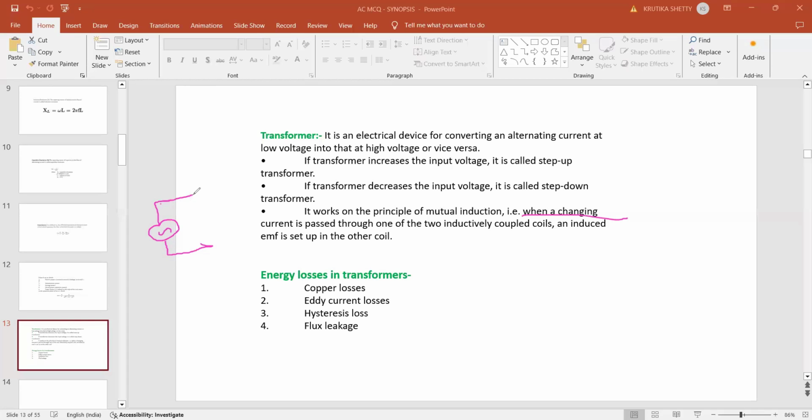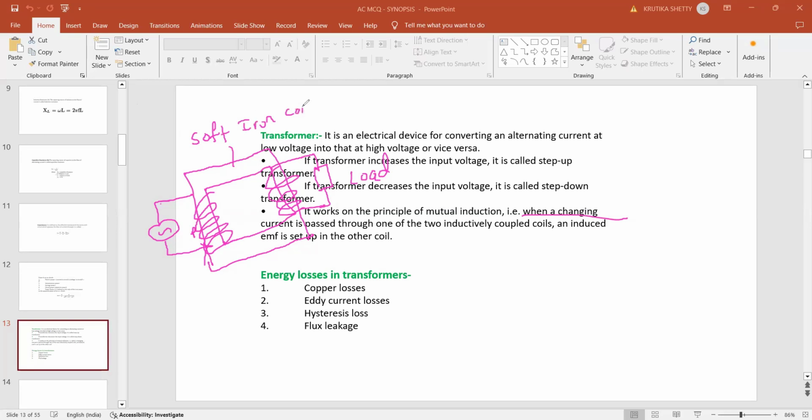AC source is connected. So this is how we can represent the primary coil. This is the primary coil. And here we can show the secondary coil. This is the secondary coil. We can call it a load. This is the soft iron core. And this is the input.